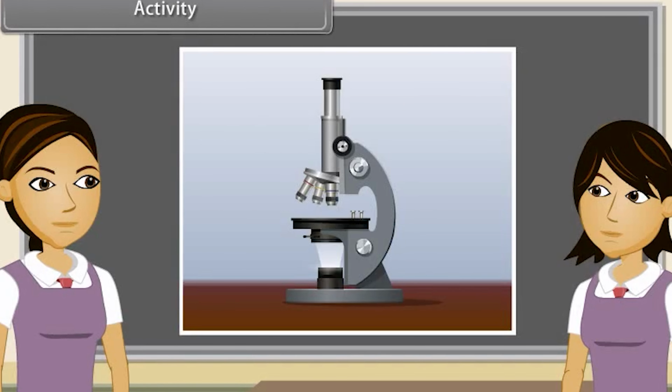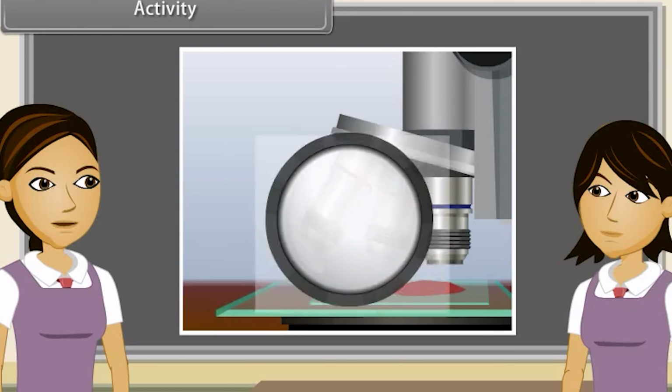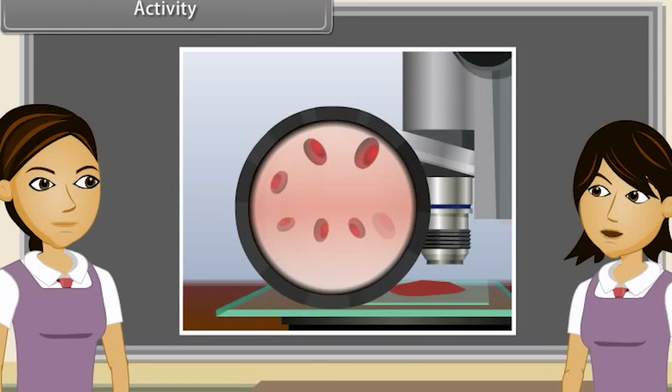Activity. Let us do an activity to find out the different types of blood cells. I have taken a drop of blood on a slide and now observing it under a microscope. We can see red blood corpuscles or erythrocytes, white blood cells or leukocytes, and platelets.